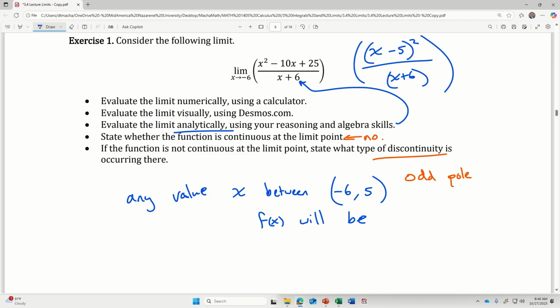It's greater than -6, which means the denominator is going to be positive, and it's less than 5, which means this thing in the numerator would be negative, but then it's squared, right? A negative number squared is positive, so a positive over positive, it's going to be positive. And then any value for x less than -6, my function is going to be negative, because it'll be a positive divided by a negative.